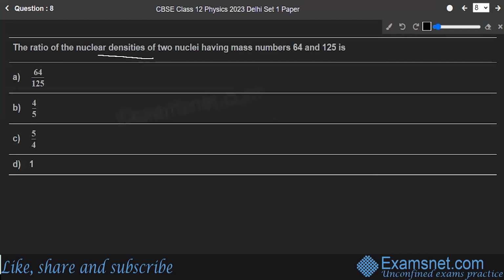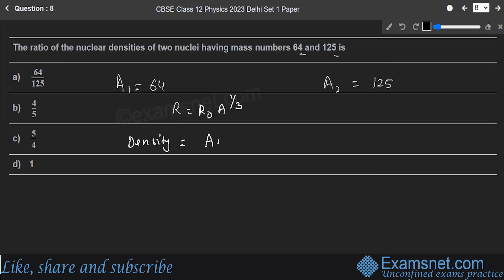The ratio of the nuclear densities of two nuclei having the mass 64 and 125 is which of these? So you have a ratio of nuclear densities of two nuclei having these masses. So you are having A1 is equal to 64, and let's say A2 is equal to 125. You have R is equal to R naught A power 1 by 3. Density is given by atomic mass upon volume.